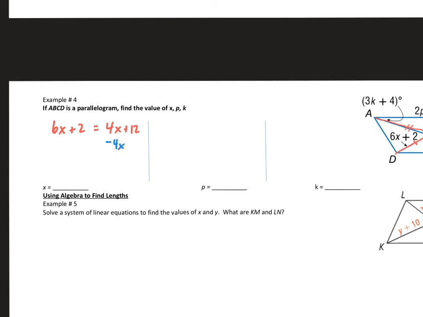So we're going to subtract 4x from both sides. That gives me 2x plus 2 equals 12. Now we're going to subtract the 2 from both sides. We get 2x equals 10. And we need to divide both sides by 2. We get x equals 5.